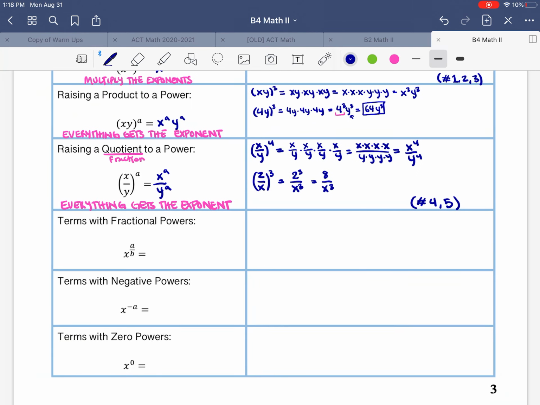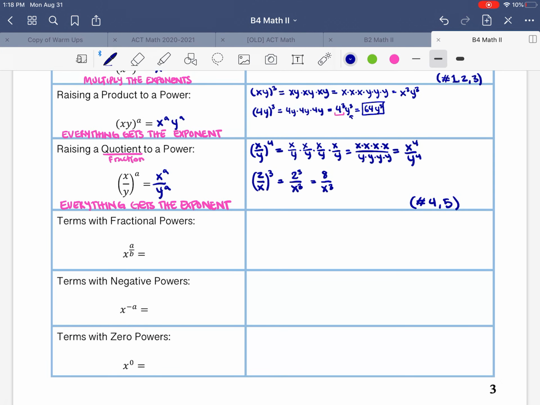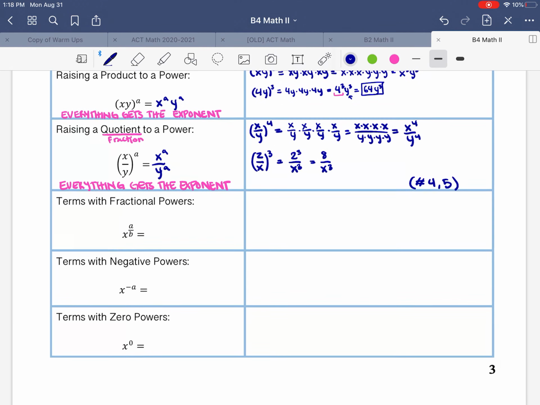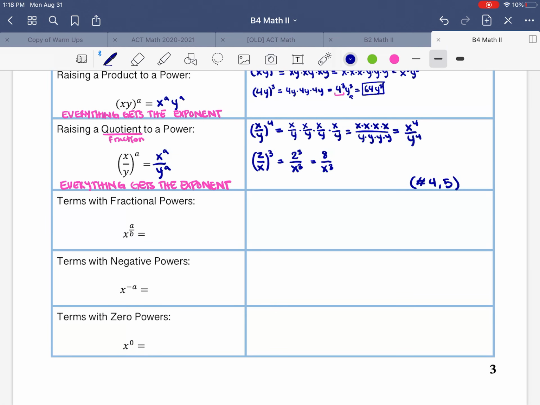So if you are taking notes with me, pause and do number 4 and 5. So this next one is probably the trickiest rule that we'll encounter today. And that is terms with fractional powers.